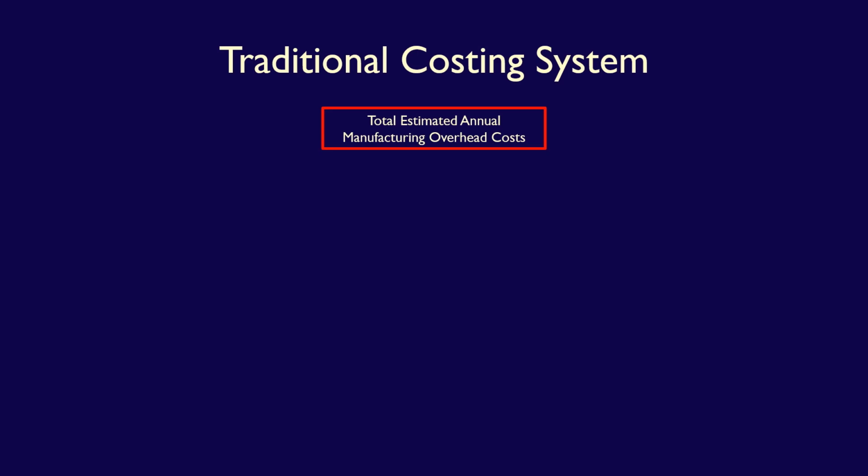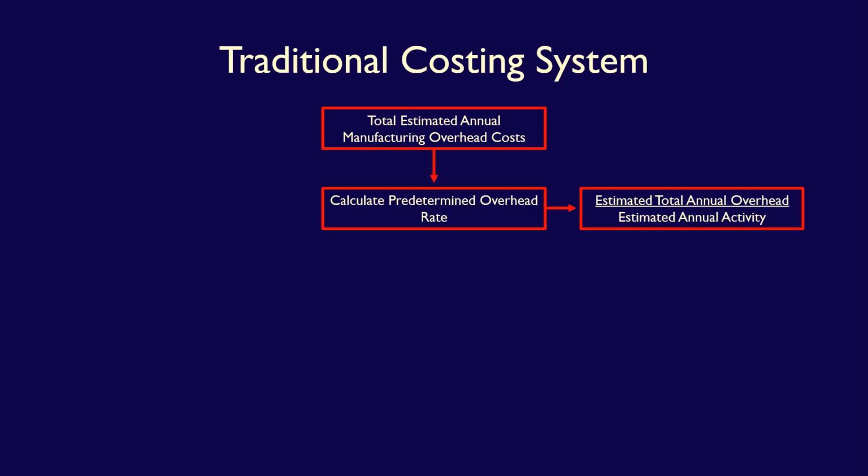Using the traditional costing system, we start by estimating the annual total overhead costs, the total dollars that organizations expect to spend during the year. We do this at the start of the year. We place all of these overhead costs into one cost pool. We then estimate the annual activity level, the cost driver that causes overhead costs to change. This could be direct labor hours, direct labor costs, machine hours, kilometers. Whatever cost driver causes the majority of the costs in the cost pool to change is the cost driver we would choose.